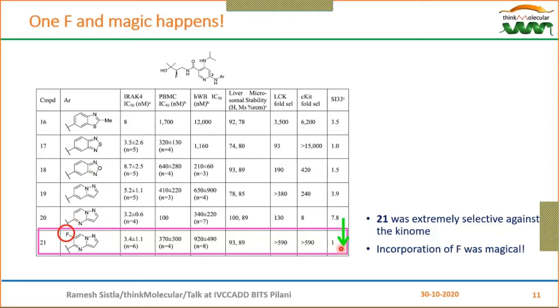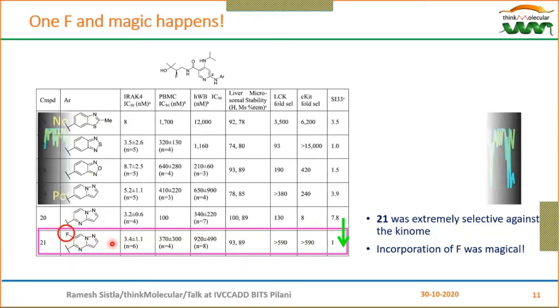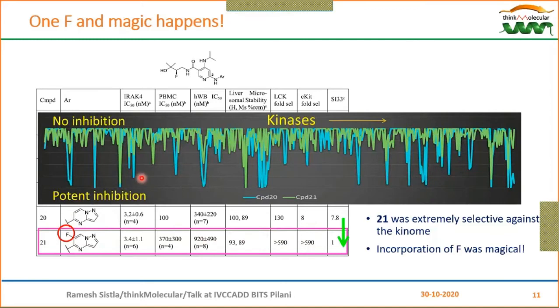We are back to only 1% of the kinome. While we retained the microsomal stability, which is what we want, we had excellent NCK selectivity. We had CKIT selectivity also drastically improved from only 8-fold to about 100-fold. Okay, we retained the whole blood activity to an extent. So, this was great news in our program, and this incorporation of chlorine was pretty magical. So again, I am showing you a very similar plot for compounds 20 and 21.